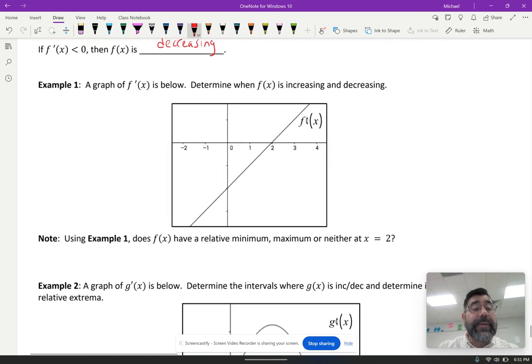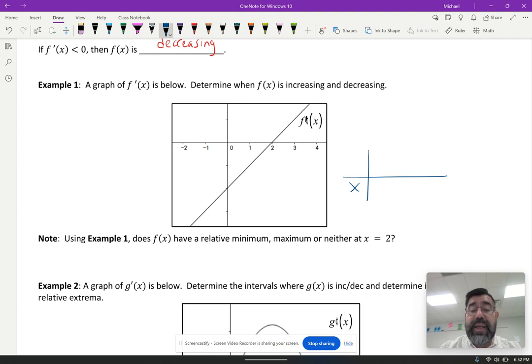So in example 1, we're looking at f prime. I think there's a typo here. This should be f prime of x. Now, determine when f of x is increasing and when it's decreasing. So there's several ways to do this. I've had students in the past who really liked the sign chart.